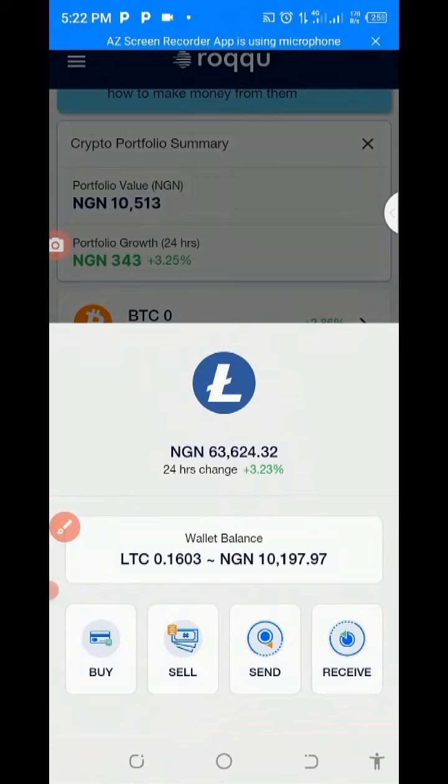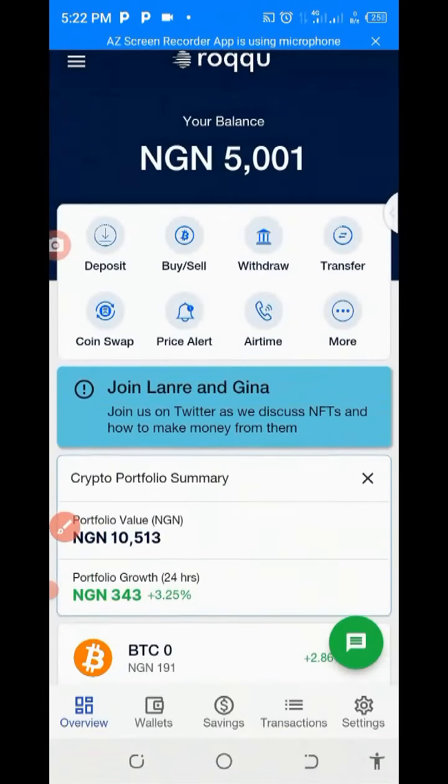So this money I have now, if I want to withdraw this 5,000 naira, I think I have taught you how to withdraw from your Roku account using Raven. So you can withdraw it, take it to Raven. From Raven, you will sell it and take it to your commercial bank.